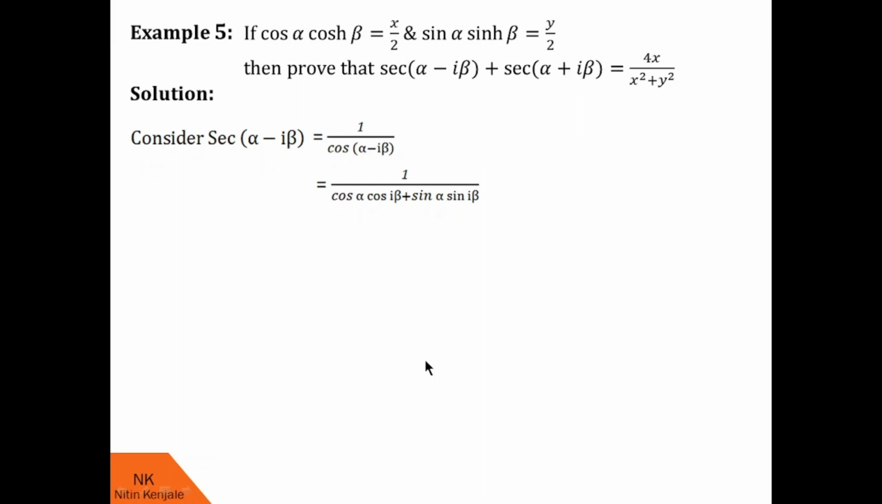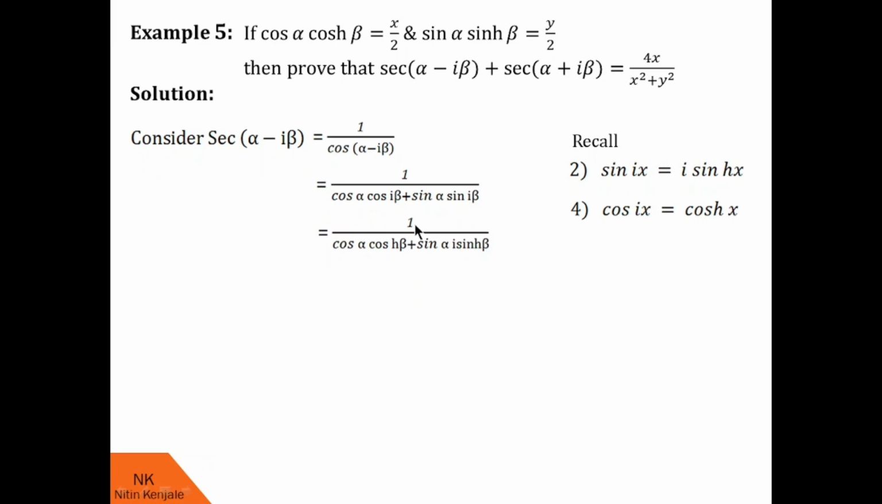Now we will use the relation between circular and hyperbolic functions, which states that sin ix is equal to i sinh x and cos ix is equal to cosh x. So this cos i beta can be written as cosh beta and sin i beta can be written as i sinh beta. So we get the RHS as 1 upon (cos alpha cosh beta plus sin alpha into i sinh beta).